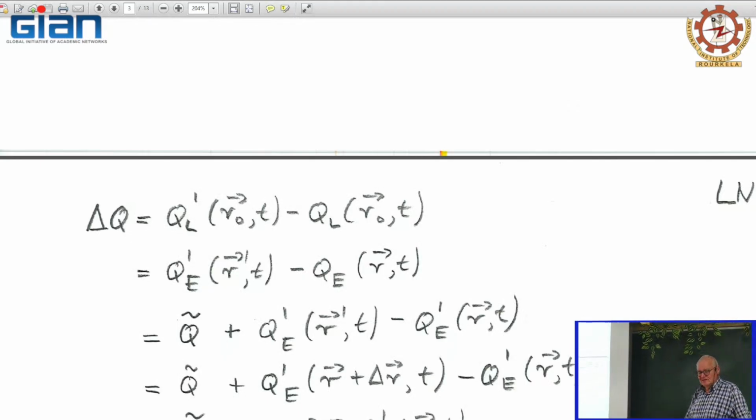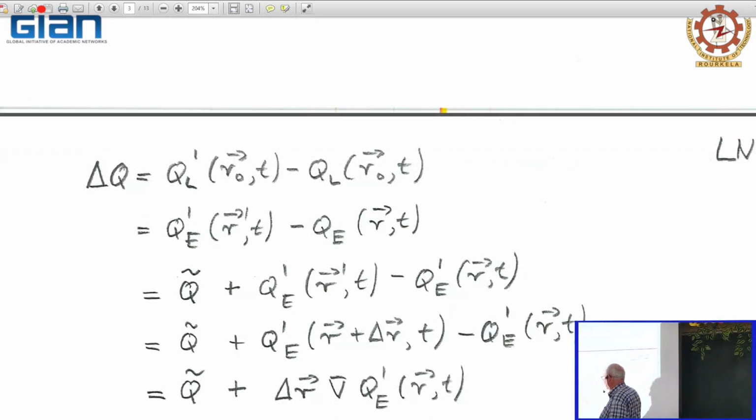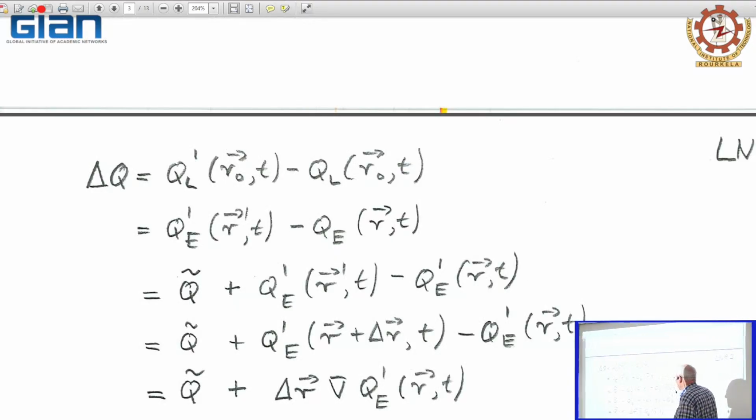Now, if delta R is small, we perform a Taylor expansion. This means this quantity here is QE dash at the position R. This cancels with the second term, and the first term in the Taylor expansion is delta R times the gradient of QE dash at the position R. Simple Taylor expansion, and the first term in the expansion cancels. QE dash at R minus QE dash at R cancels. So this is the remainder.